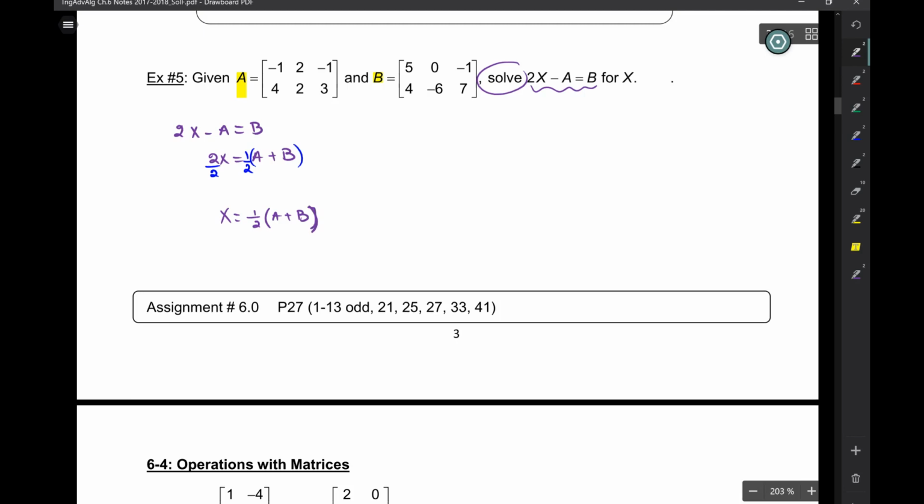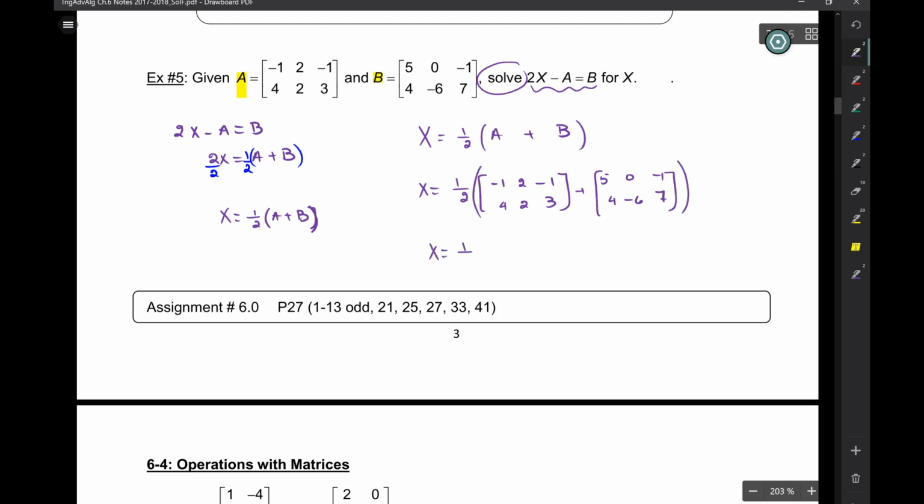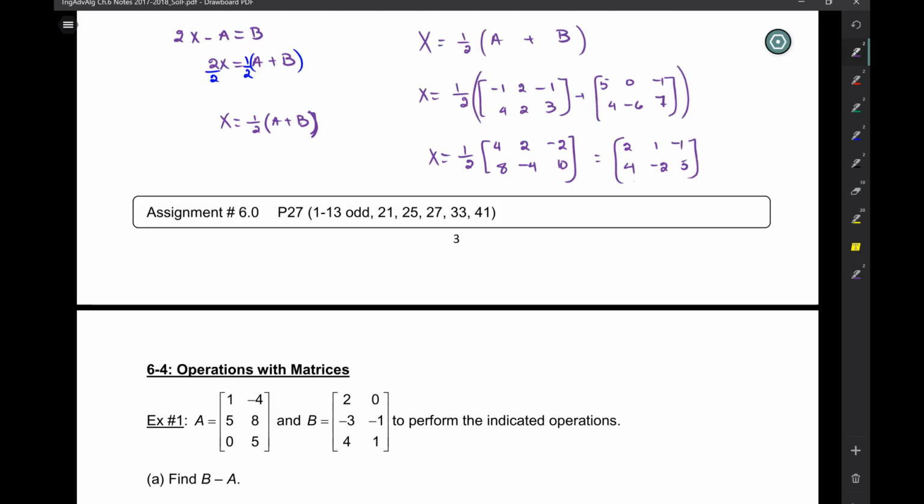And now I'm just going to do that operation like I did above. So X is 1/2 (A plus B). We are going to add them first, actually. So X is 1/2 A, I like to write it over so I know what I'm doing, plus B. Okay, and here I'm going to give you a minute to do that, this entire thing. All right? Everybody, we're good with this one?